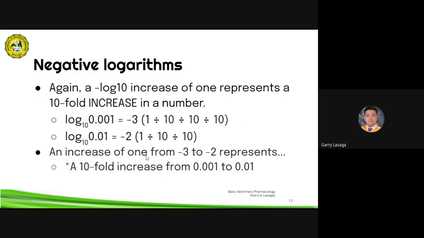So an increase of 1 from negative 3 to negative 2 will represent a tenfold increase from 0.001 to 0.01. As we all know, negative 2 is greater than negative 3. So when we increase the number from negative 3 to negative 2, it would also increase another number from 0.001 to 0.01. So 0.01 is greater than 0.001. So this is true for the negative logarithm.